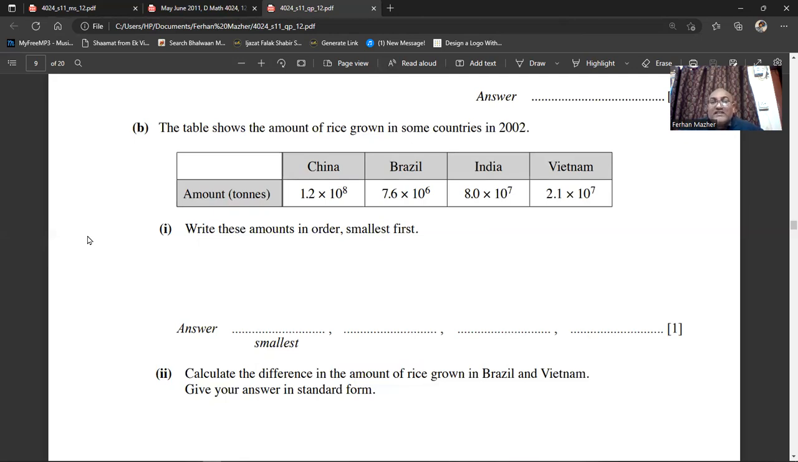The smallest of these, they all are in the standard form. So the smallest is the one with the lowest power, so 7.6 into 10 power 6, that is the lowest. Then these are the 2 numbers with the same power, but the number with the smaller coefficient is smaller. So then you have 2.1 into 10 power 7, then 8 into 10 power 7, and at the last 1.2 expo 8.